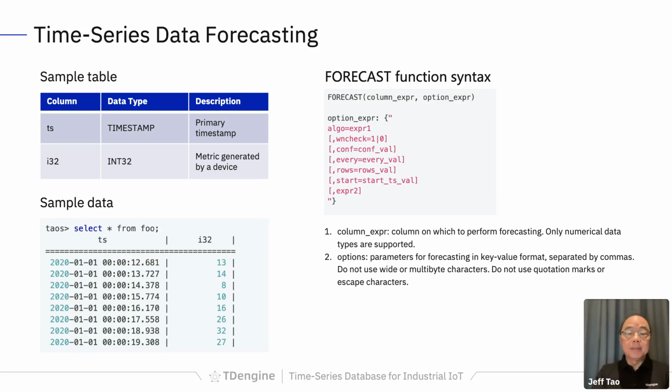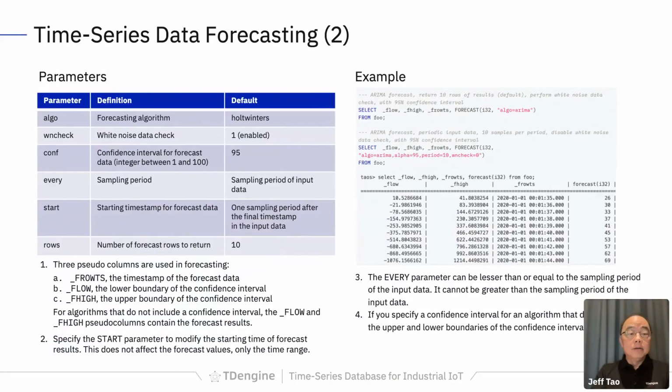On the next page, I said the first very important parameter is algorithm, and you can also specify the number of rows of data you want to forecast. You also need to specify the starting timestamp for forecasting data. Of course, what's the sampling rate, the sampling period? And you also need to give us the confidence level, and whether you want us to check for noise or not. And of course, you don't have to provide all parameters. We will just take default values.